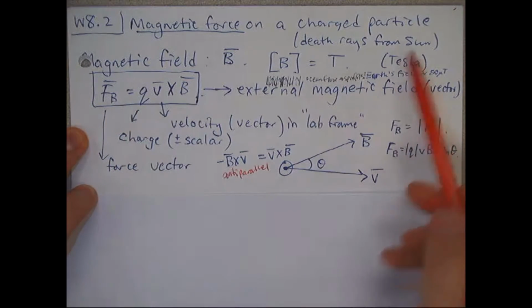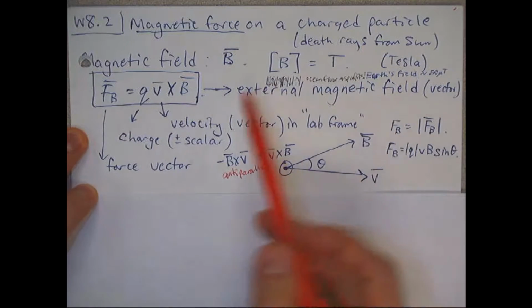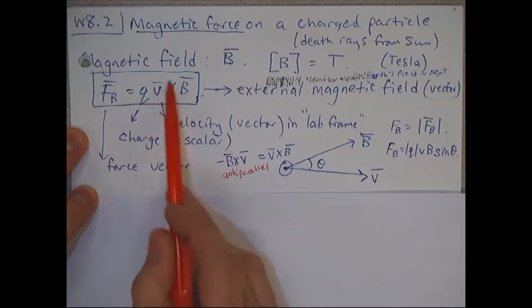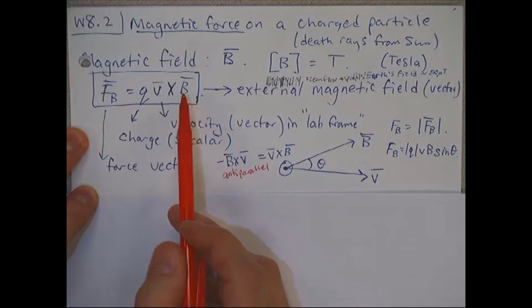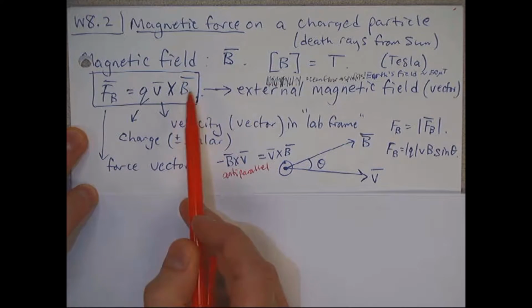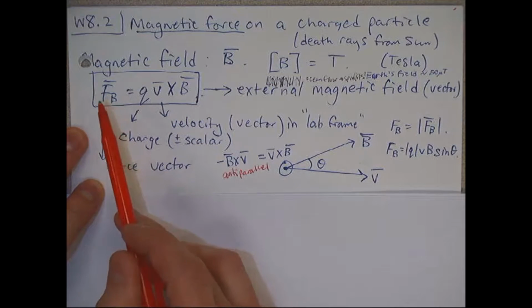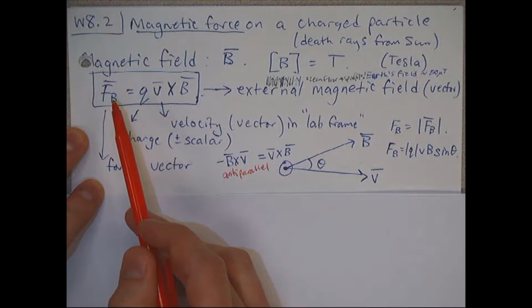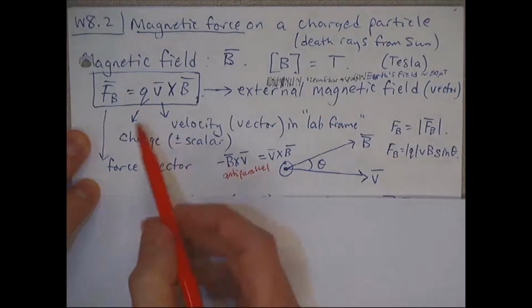When these death rays from the sun, which are primarily just protons, are accelerated from the sun, they come to us with some significant velocity v, and they encounter the strong magnetic field of the Earth. There is a force which deflects them up around to the north and south pole, giving us the northern and southern lights.